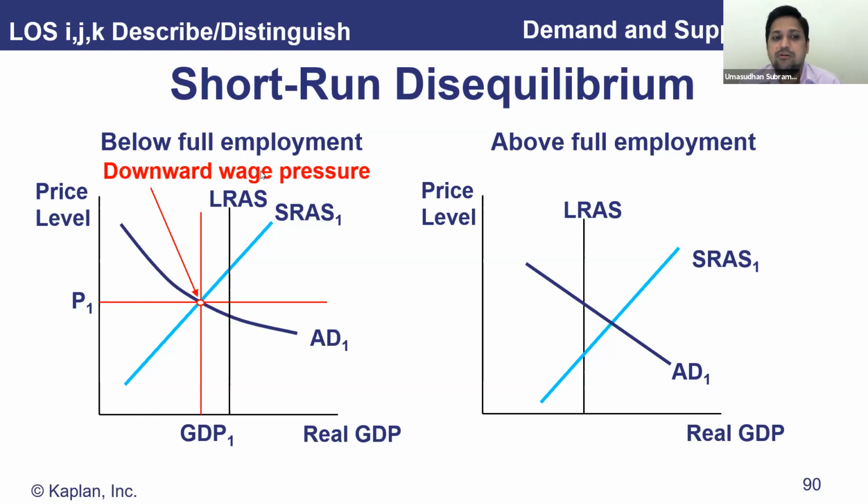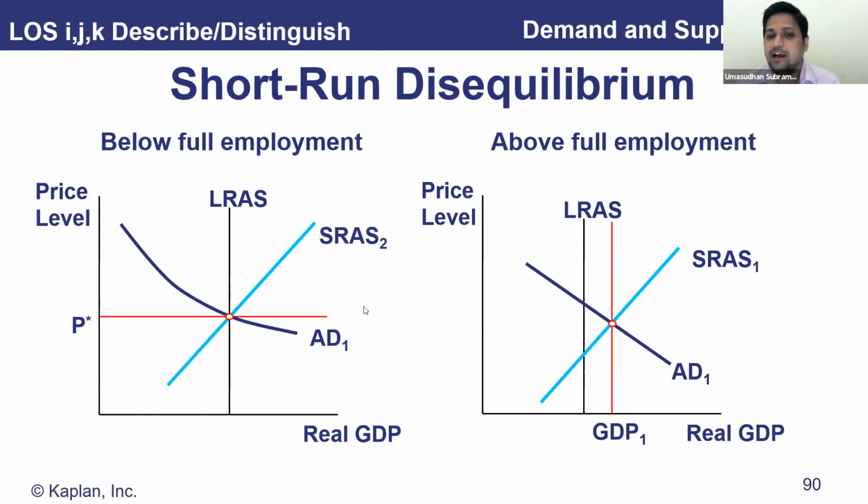Now, there is a downward wage pressure. So when there is a downward wage pressure, what will happen to your short-run aggregate supply? Is it going to increase? Yes, that's going to increase towards the long-run aggregate supply curve and full employment. So your economy is brought back to equilibrium again.